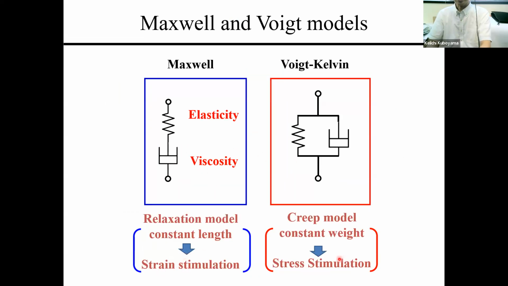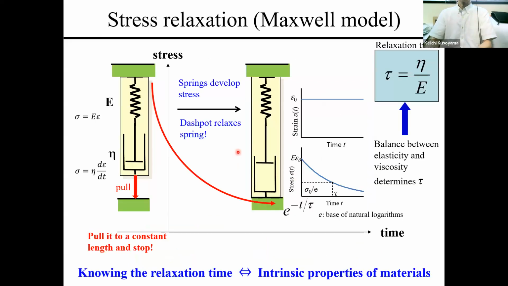Strain relaxation and the creep phenomenon are different phenomena. So for each phenomenon, we can make different models to explain it. Let's start from the Maxwell model. The Maxwell model is a model for constant strain. Initially, you apply a constant strain, so a rapid change occurs.